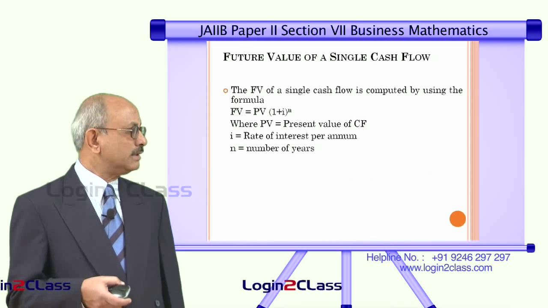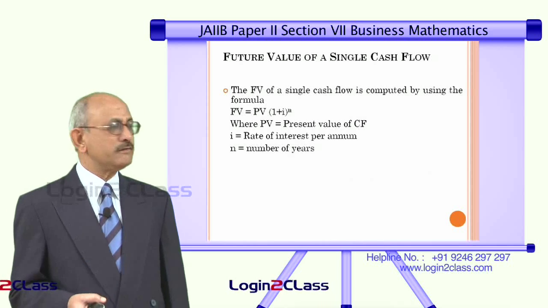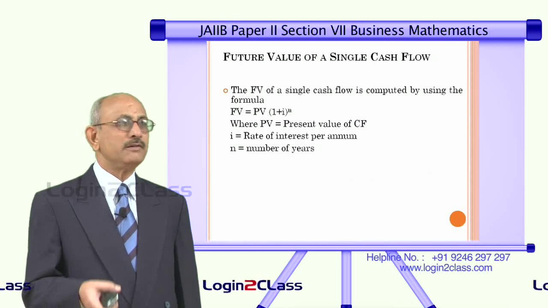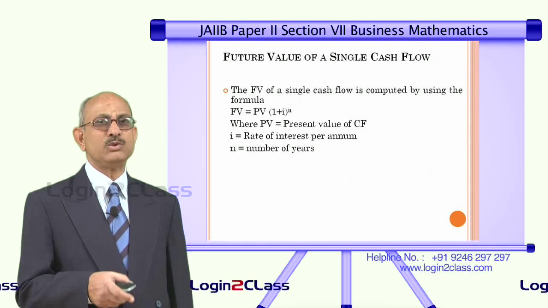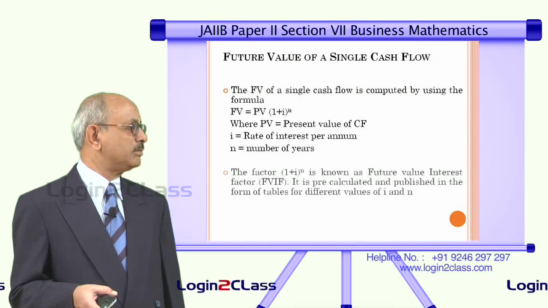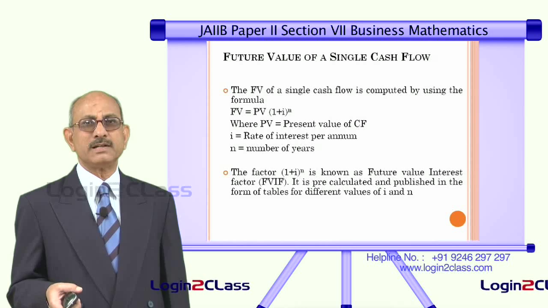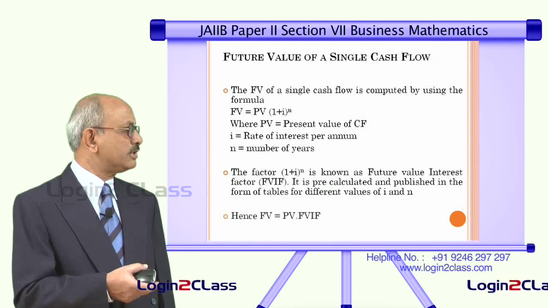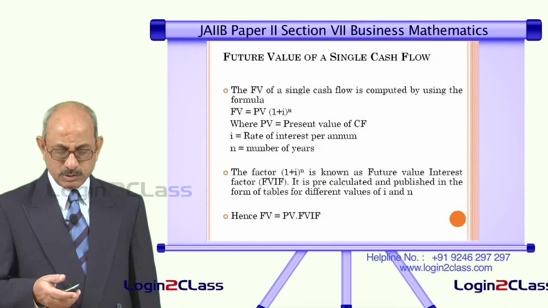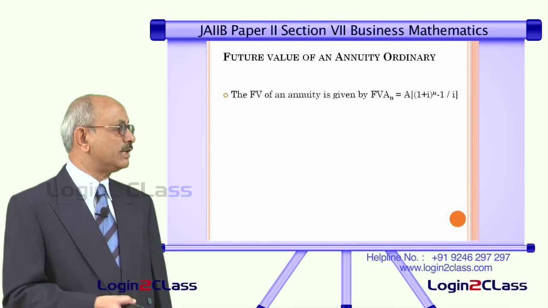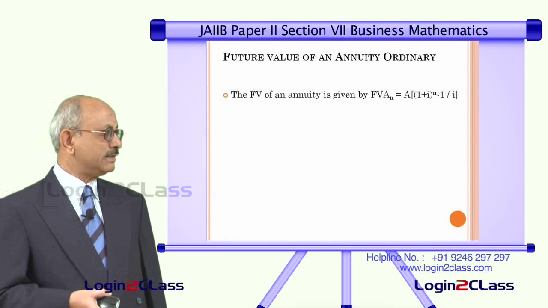Therefore, you have to remember that whenever you want to calculate future value, you have to go to the future value interest factor table. Whenever you want to calculate present value, you have to go to the present value interest factor table. So, present value is equal to future value into present value interest factor. Similarly, future value is equal to present value into future value interest factor. Similarly, in the case of annuity, the formula is given there.